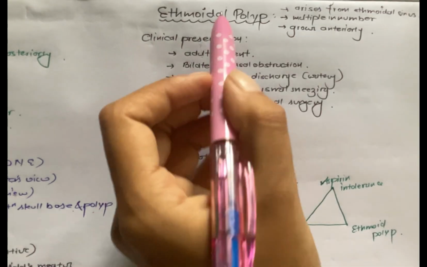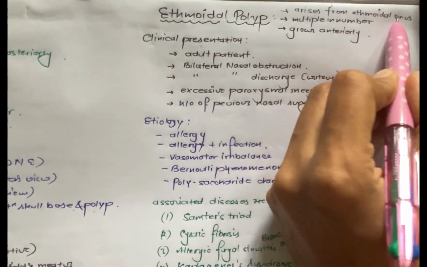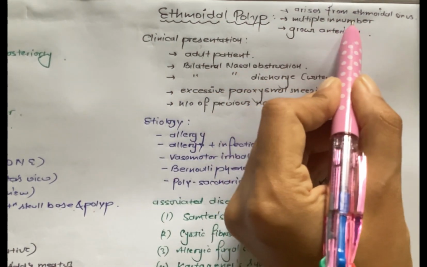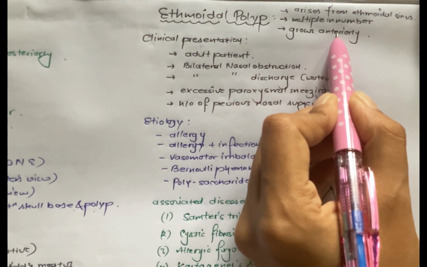Now talking about the ethmoidal polyps. Ethmoidal polyps arise from the ethmoidal sinus. They are multiple in number. They grow anteriorly, whereas antrochoanal polyps were growing posteriorly.